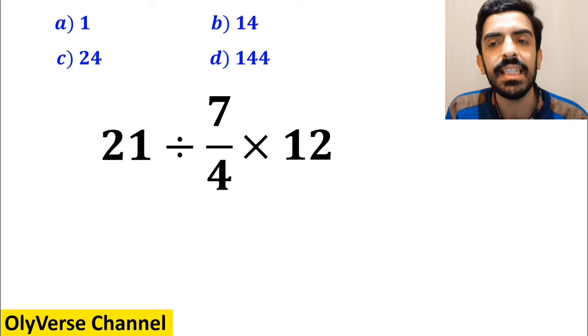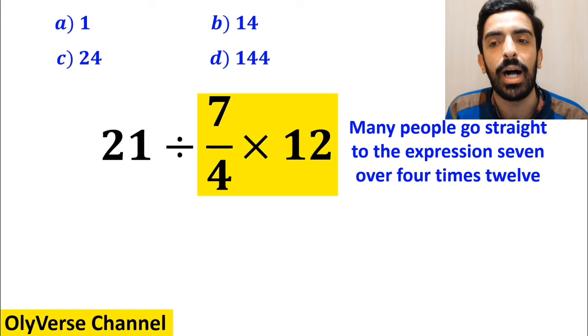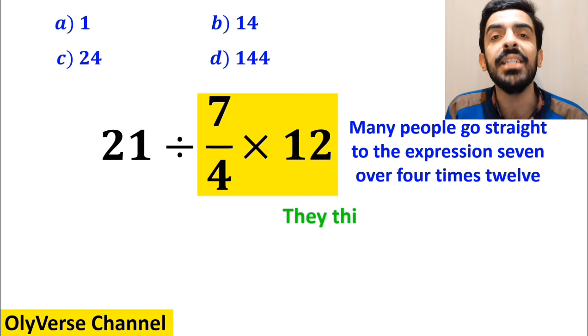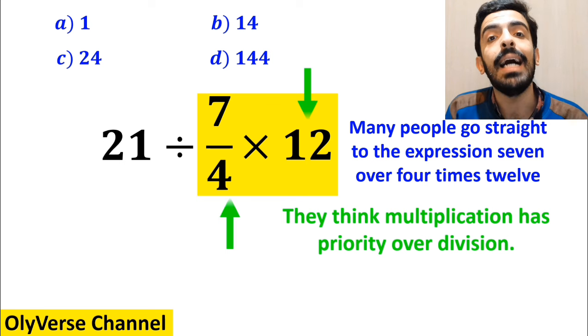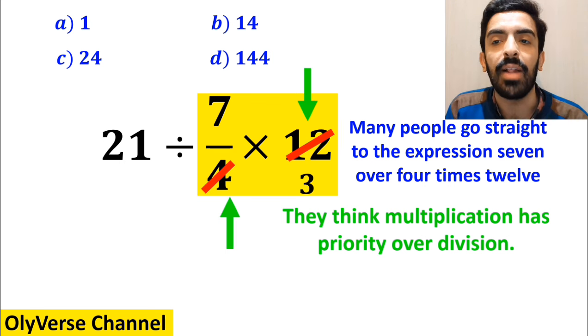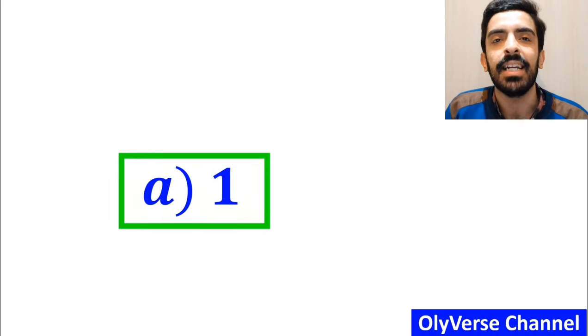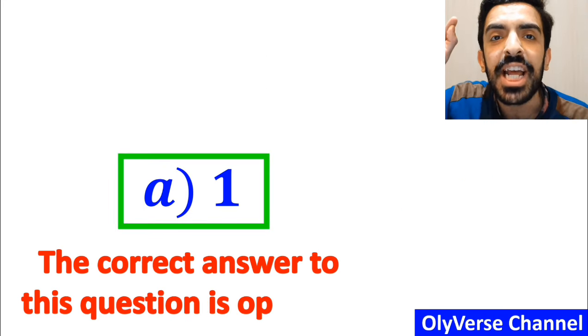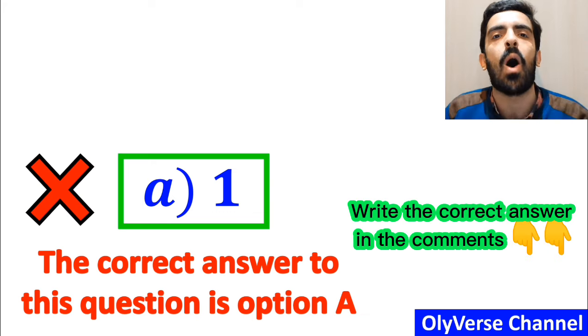At the beginning of solving this question, many people go straight to the expression 7 over 4 multiplied by 12, which I've highlighted in yellow, because they think multiplication has priority over division. And they say it's easy to simplify 12 with the 4 in the denominator and write this expression as 21 divided by 21, which finally gives them the answer 1. Then, without any hesitation, they immediately say that the correct answer to this question is option A. However, this answer is absolutely wrong.